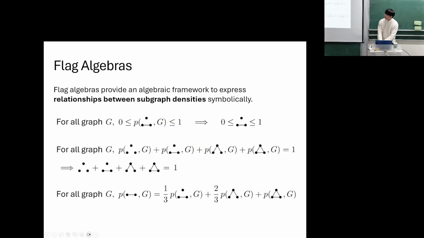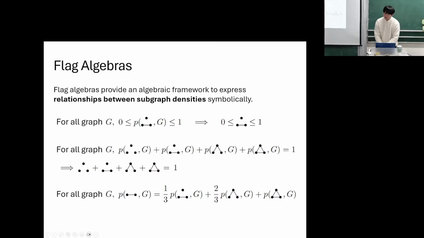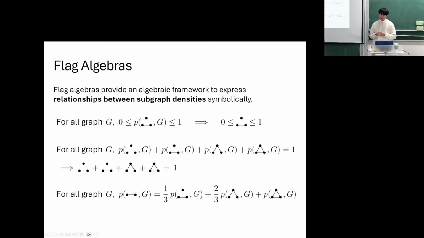As a final example, let's look at how densities of small graphs are related to densities of larger graphs. Instead of calculating the edge density of G directly, we can compute it using the densities of 3-vertex subgraphs. This formula shows that the edge density is a weighted sum of the densities of 3-vertex graphs.